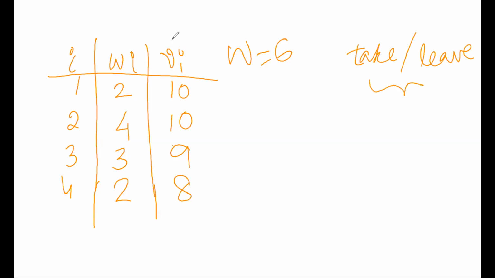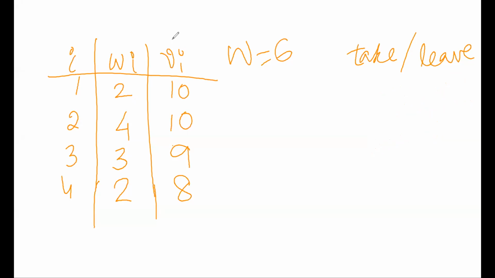You have to evaluate these two options to see which one maximizes your value, and you have to be within your weight limit. So whatever items you have picked up, the sum of all the weights should be less than or equal to W, and your value should be maximized.